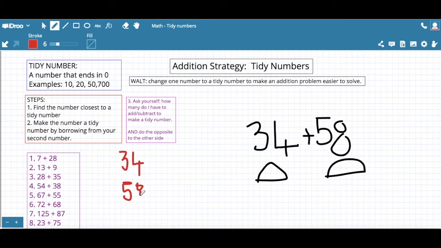Now, tell me which number is closest to a tidy number and why. Pause the video, figure it out if you haven't already, and then I want you to say what the answer is, and then I'm going to tell you what it is as well.